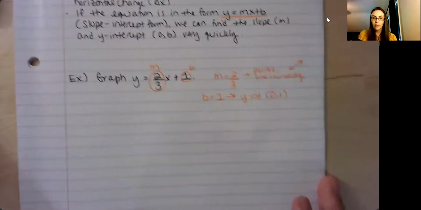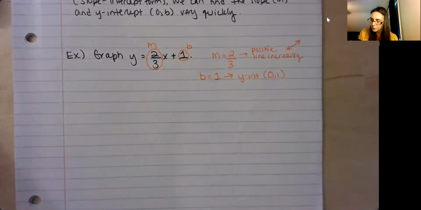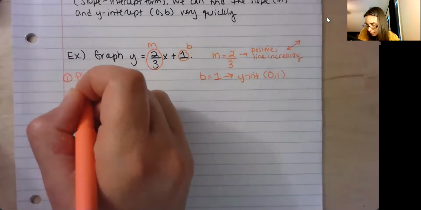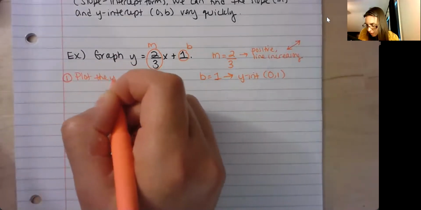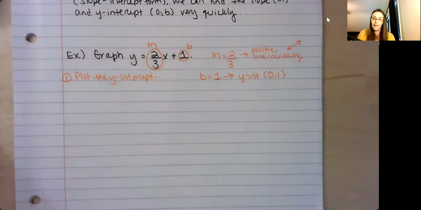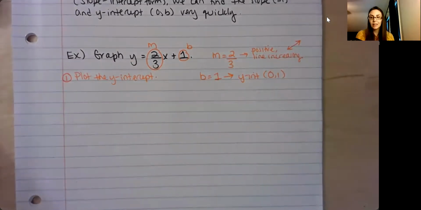So here's how we can graph using this information. Your first step is going to be to plot the y-intercept. Now, if you had a different point, so let's say you were doing a different problem and you somehow had a point other than the y-intercept, you could start with that point too. It doesn't really matter which point you start with.